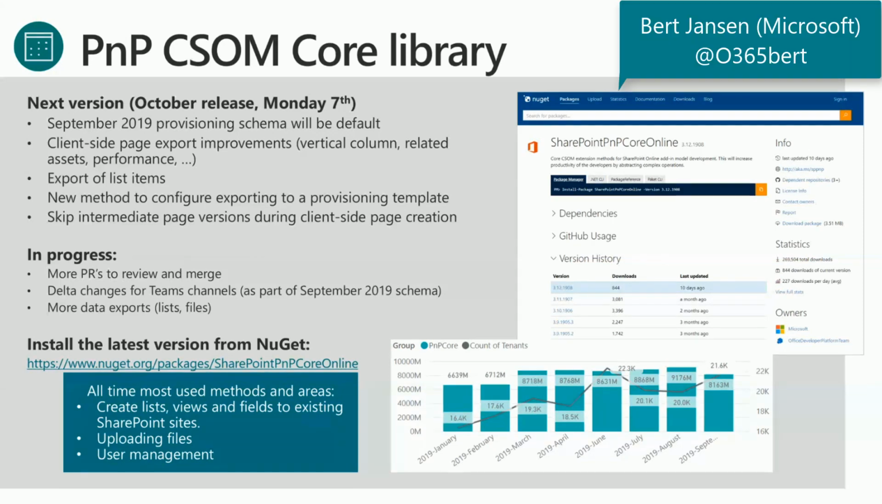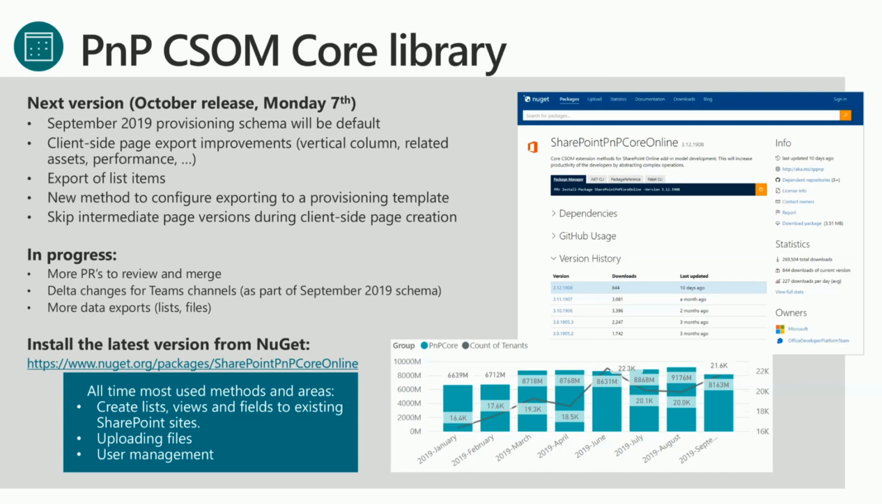Yes, thank you, Vesa. So PnP CSOM Core, our core library. Usage-wise, at the bottom right, you see we had a nice jump. It's 20,000 plus tenants using this core library out of the 27 that Vesa mentioned in the beginning. So this is our most used component. What will be new? We'll have a new release next week, Monday, having the September 2019 schema as the default schema for provisioning for tenant templates.